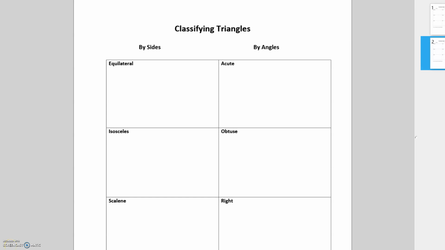Hi, fifth graders. Welcome to Unit 8, Lesson 15 on triangles. A lot of this is going to be a little bit of a review from what you've learned in fourth grade and maybe even third grade.